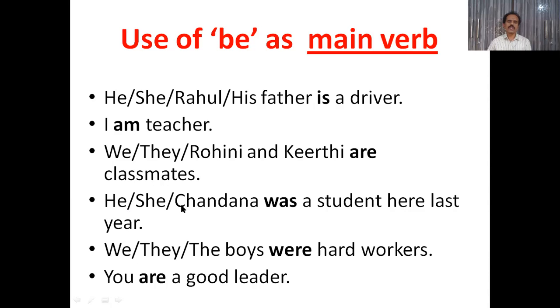Fine. He, she, Chandana, the boy or the girl or the teacher, any singular subject, was a student here last year. Look at this first sentence: he, she, Rahul, his father, the same subjects. That means singular subject. He, she, Chandana was. So here we used is. Here in this sentence we are using was. Of course, this is present tense, this is past tense.